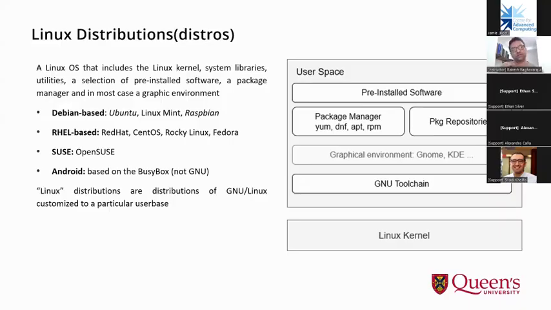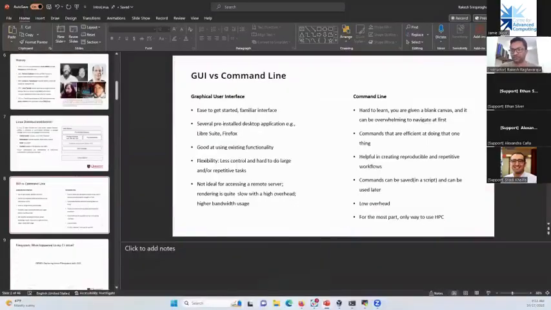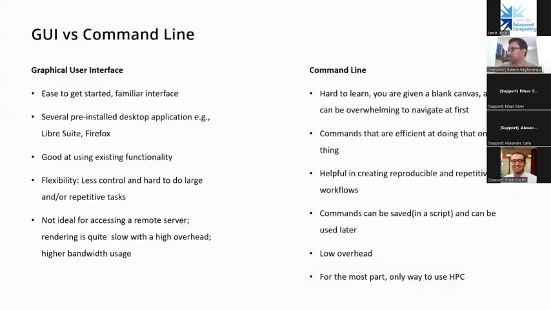A Linux distribution doesn't necessarily need to have a graphical user interface, but if you are installing on your home computer, probably you can install one. But in order to access a supercomputer, essentially you want to access it using the command line because there are certain limitations when it comes to a graphical user interface. There are some advantages as well. This slide shows a comparison between graphical user interface and command line.